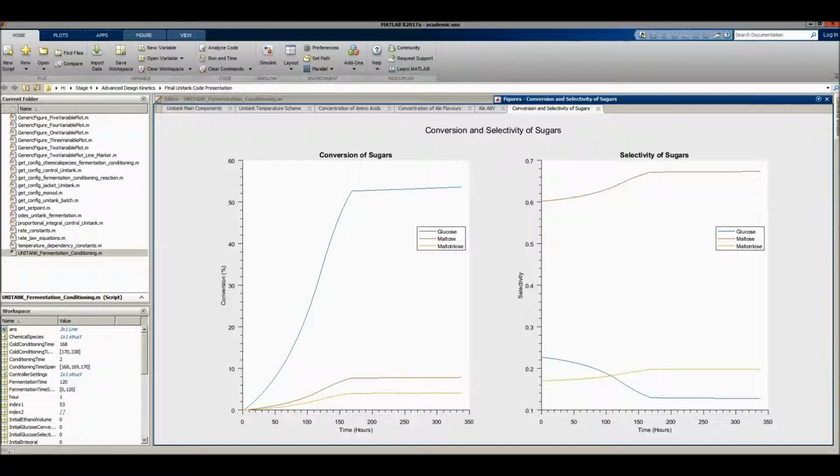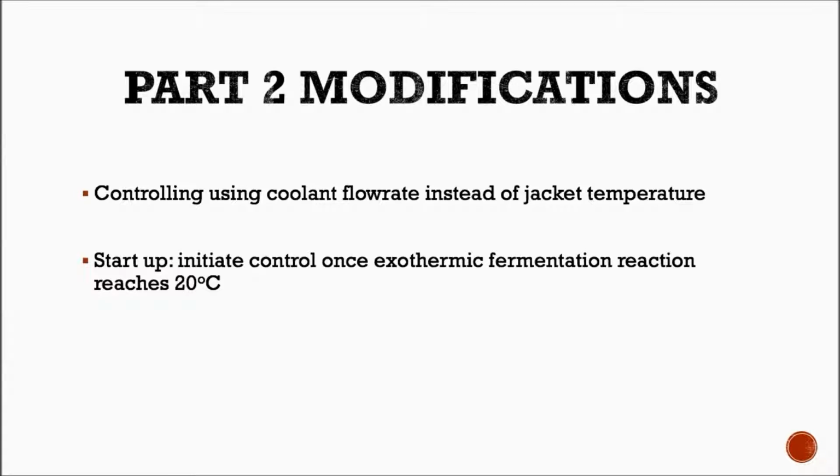These graphs show the conversion and selectivities of the sugars, and this shows the selectivity increasing for 2 of the sugars within the fermentation step and decreasing for glucose. This decreases due to the increased conversion of the glucose as the yeast prefers it. Glucose inhibits maltose, and both glucose and maltose inhibit maltose.